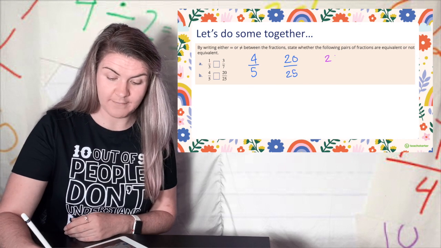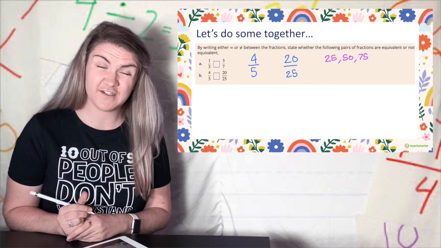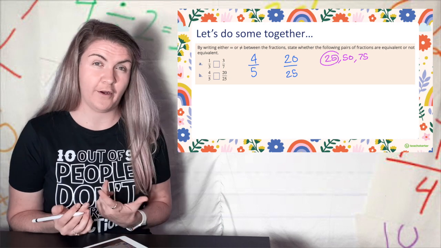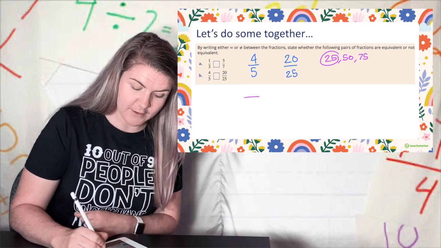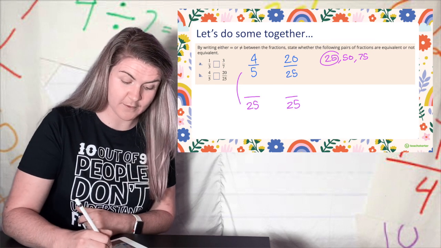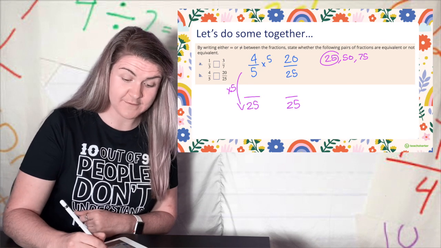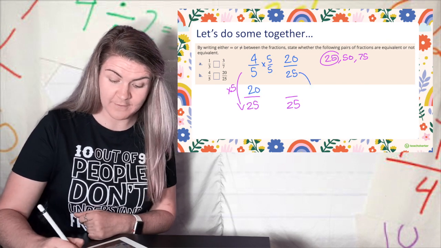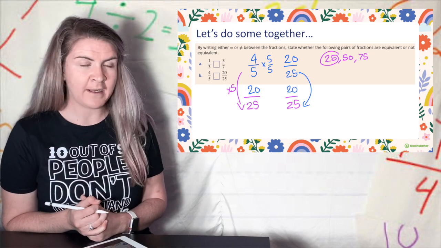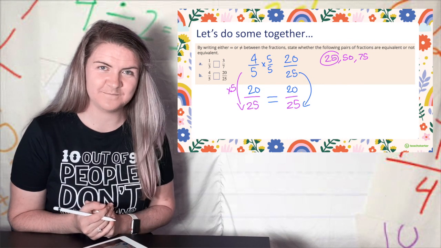It's always a good idea to write out the multiples for the larger number first, because if you spot one that you know works for the other number, then you can stop, because I know that this number right here is going to work for the 5. So I'm going to do 25 and 25. To get from 5 to 25, I'm going to have to multiply by 5. And 4 times 5 is 20. Now to get from 25 to 25, I don't have to do anything. And now that I have the same denominator, I can compare them. They're both 20, which means they are equal.